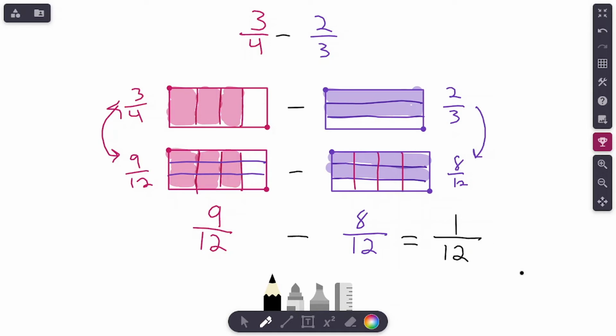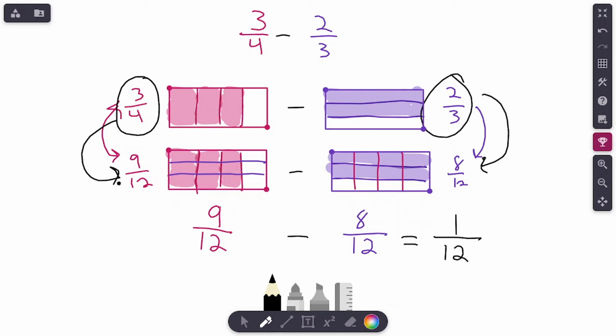How did we get to this spot? Mr. C, how did we get to 1/12? Great question. We had 3/4 and 2/3. Denominators weren't the same. So what did we have to do? We had to take 3/4 and 2/3 and create equivalent fractions for each of them.